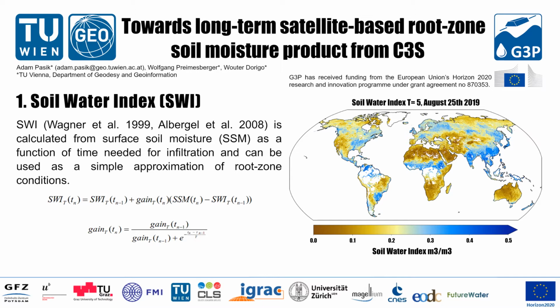So soil water index serves as a simple means of approximating root zone soil moisture conditions as a function of time needed for infiltration. It exponentially weighs past surface soil moisture observations to quantify the conditions in the deeper layers of the soil.